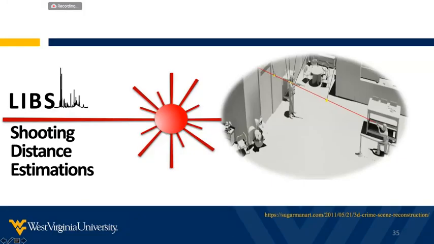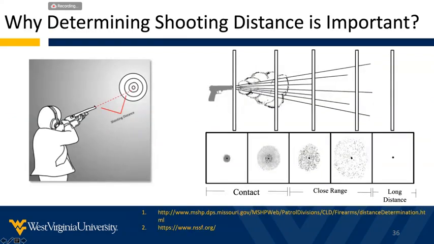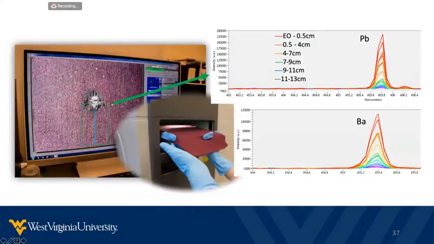The first application that I'm going to briefly describe today is the use of LIPS for shooting distance estimations. As you all know, the estimation of contact, close range, or long distance shootings can be critical in the reconstruction of events and is normally conducted by colorimetric tests in the laboratory. We propose to modernize current methods by using LIPS for fast chemical mapping.